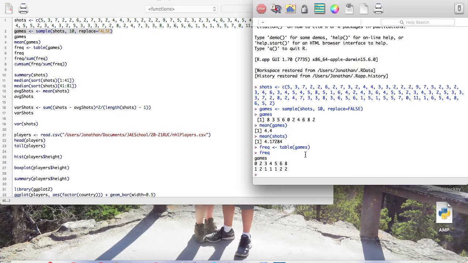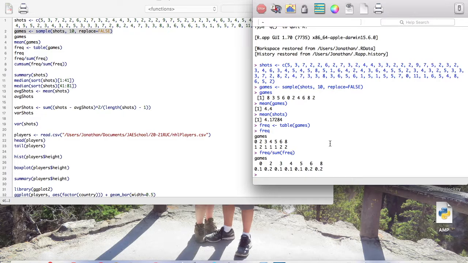Okay, so from our sample we could ask how often does each of these values appear? So we could take frequency and divide by the sum of frequency. From our sample, 10% of the games sampled, so 1 out of 10, results in 0 shots. 20%, 2 out of 10, give us 2 shots, and so on and so forth.